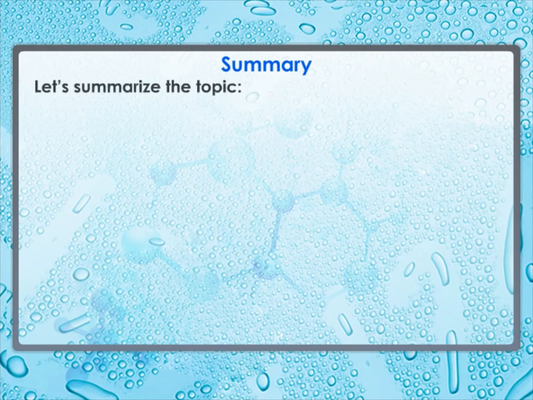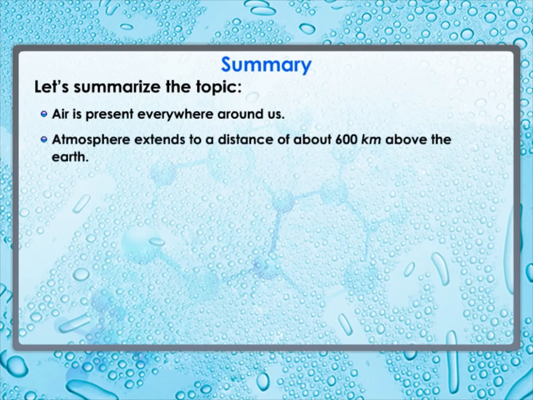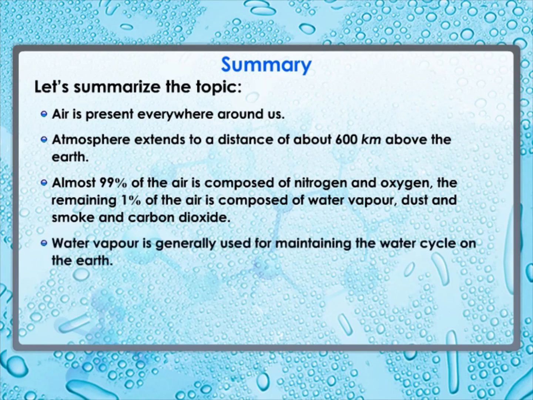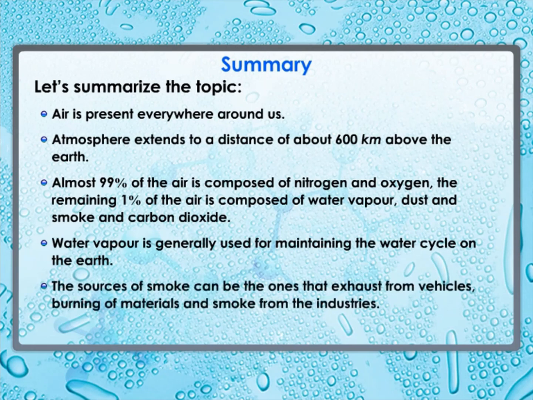Summary. Let's summarize the topic. Air is present everywhere around us. Atmosphere extends to a distance of about 600 kilometers above the Earth. Almost 99% of the air is composed of nitrogen and oxygen. The remaining 1% of the air is composed of water vapor, dust and smoke, and carbon dioxide. Water vapor is generally used for maintaining the water cycle on the Earth. The sources of smoke can be the ones that exhaust from vehicles, burning of materials, and smoke from the industries.